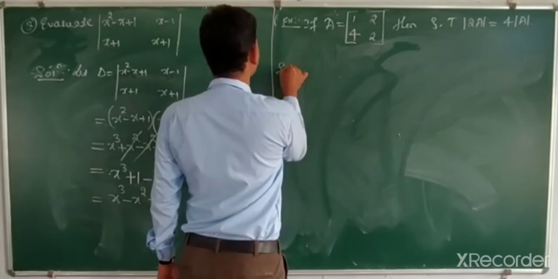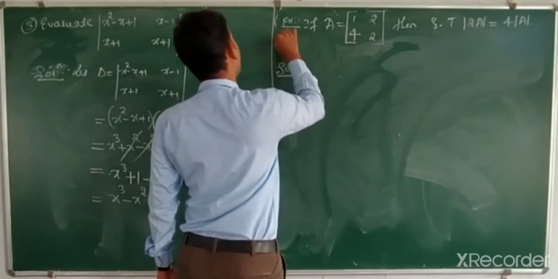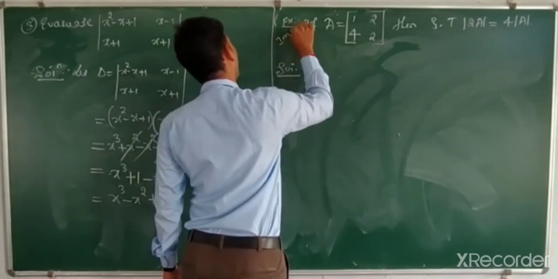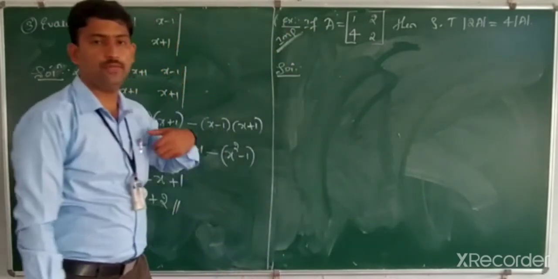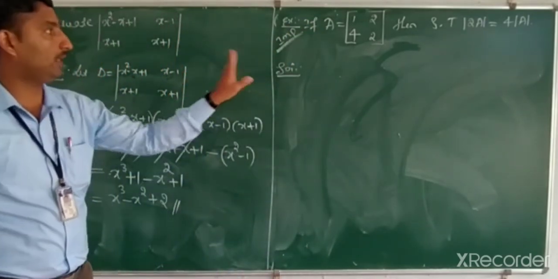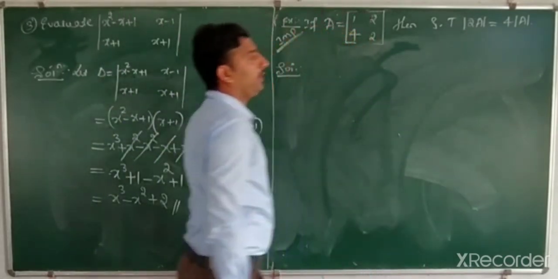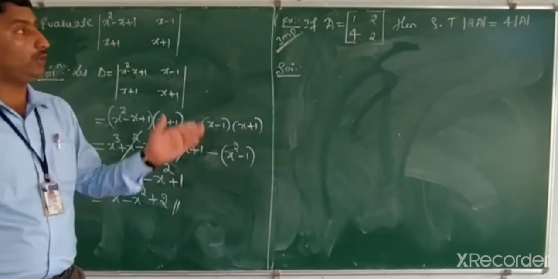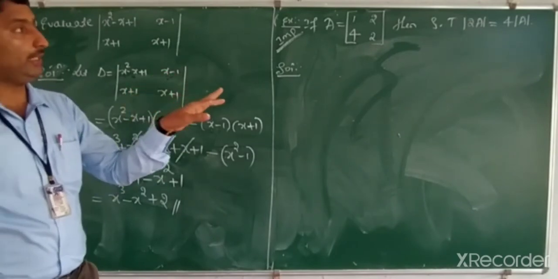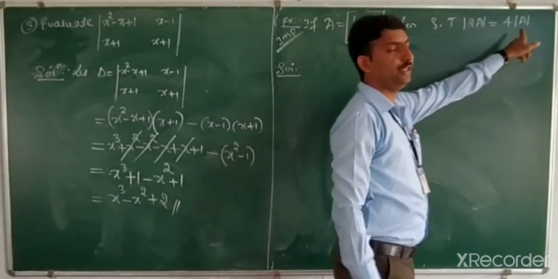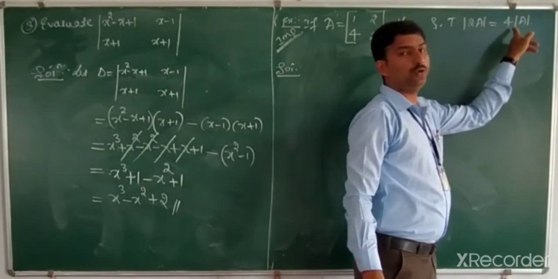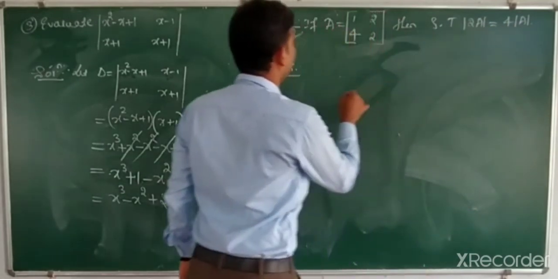Solution, which is also an important problem, a 2 mark or sometimes 3 mark category question. What you have to find out? Show that determinant 2A is equal to 4 into determinant of A. Determinant 2A is equal to 4 into determinant of A.